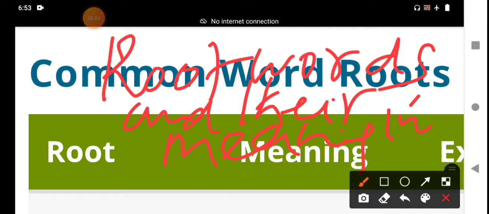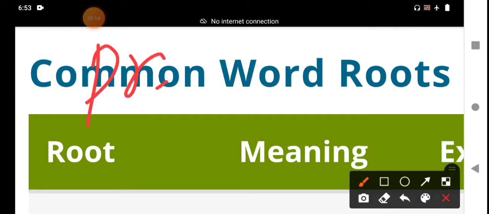A prefix means: pre means before. Prefix means we are adding one or more letters before the main word. It is called a prefix. For example, the word certain, uncertain. Un is a prefix. Employ, unemploy. Happy, unhappy. Un is called a prefix, added before the main word.